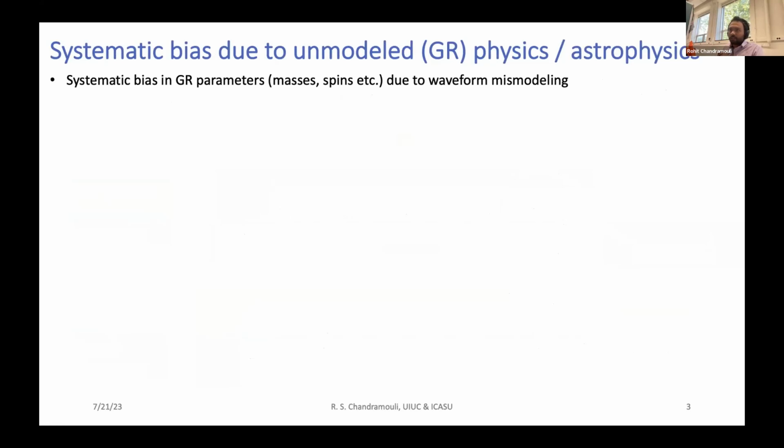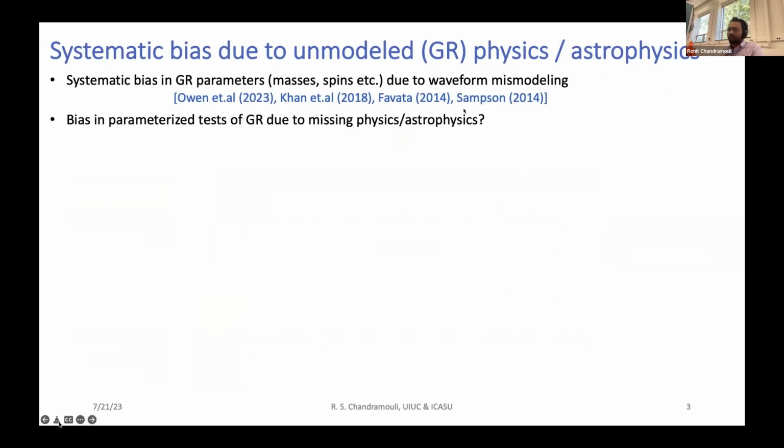The main point is that if you don't include these effects, you're going to be biased in your recovery of source parameters, such as the chirp mass and symmetric mass ratio. For instance, there have been recent papers that have looked at effects due to missing higher post-Newtonian orders. Owen and collaborators looked at what happens if you don't include higher post-Newtonian terms and found that there's actually a lot of significant systematic bias if you do that. Fawcett, for example, looked at effects of neutron star systematics in gravitational waveform modeling.